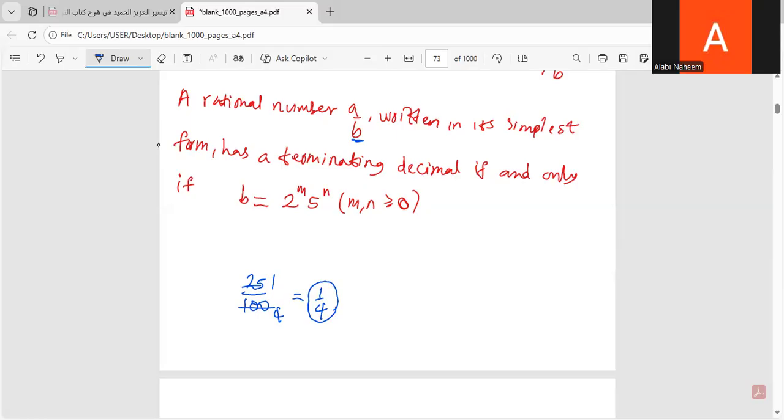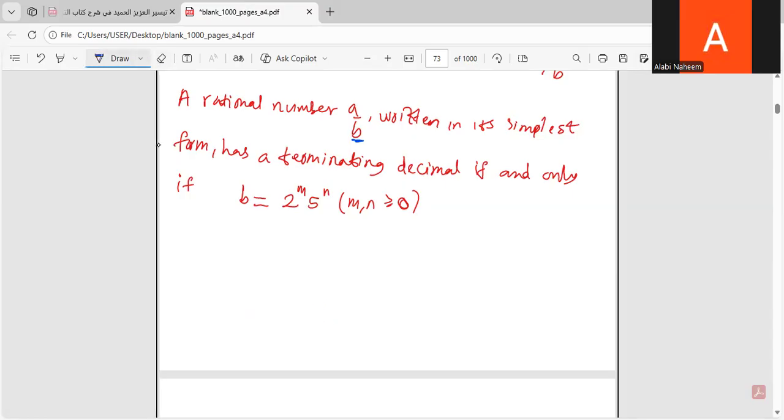So this is what we mean by its simplest form, 1 over 4. Is the simplest form of what? 25 over 100. So if a rational number A over B, written in its simplest form, that is, that has been simplified completely to its lowest form, is a terminating decimal if and only if B equals 2 to the power m times 5 to the power n, where m and n are greater than or equal to 0.